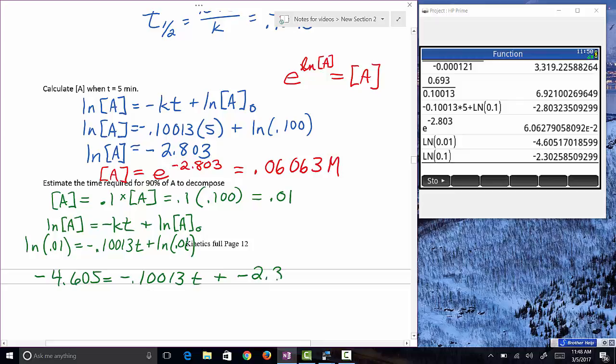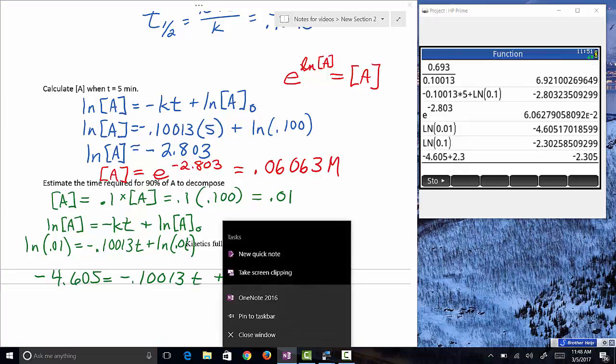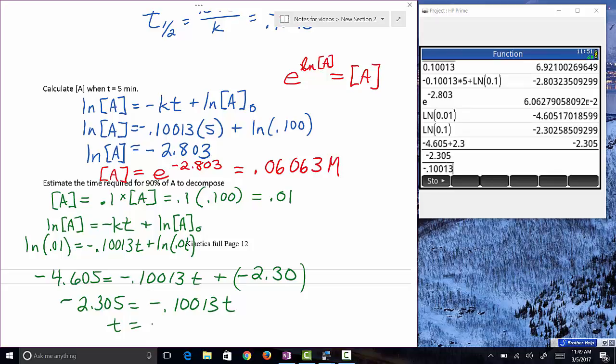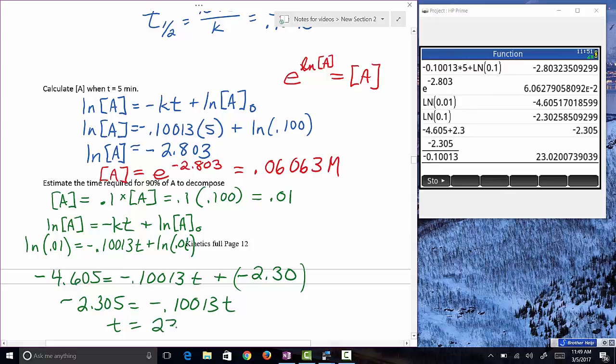So minus 2.30 and negative 4.605 plus 2.3 gives me negative 2.305, equal to minus 0.10013 t. And that gives me a time equal to that divided by negative 0.10013. So 23.02. And again, my data was in minutes, so this time is going to be in minutes.